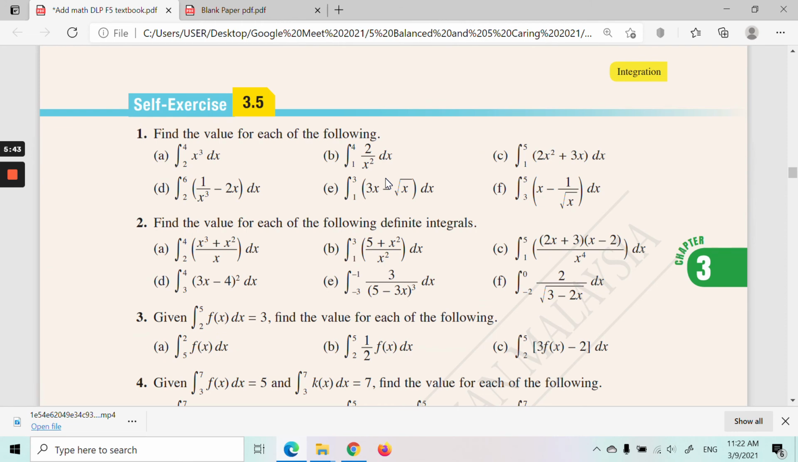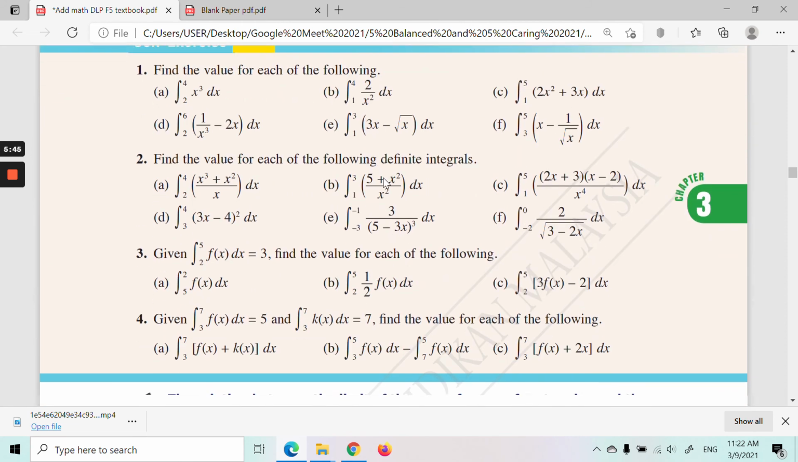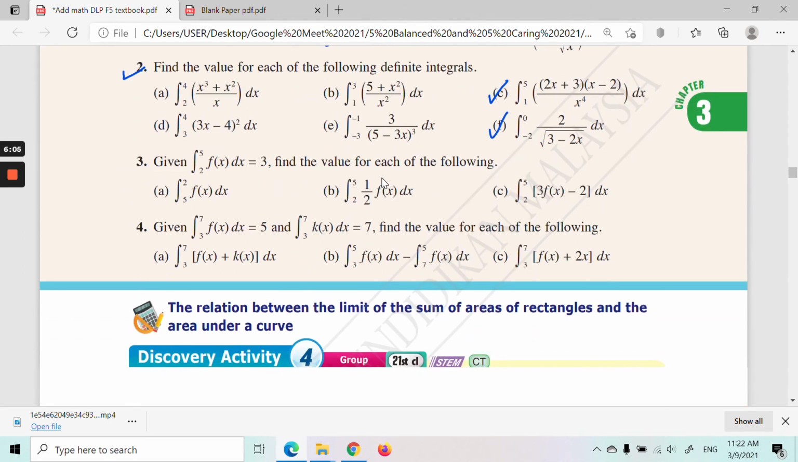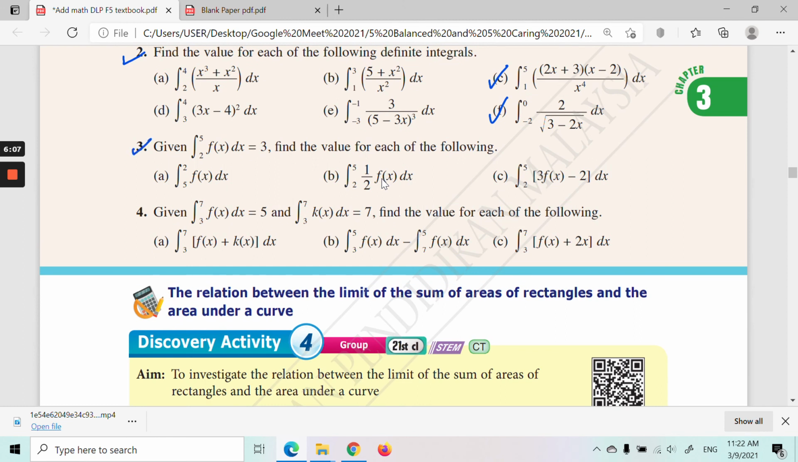Now your task is 3.5 self practices, self exercises you need to do. I will choose questions for you. Do question 1b, 1d and also 1e, and then for question 2 you will need to do question c and question f. After that, do question 3 and question 4.